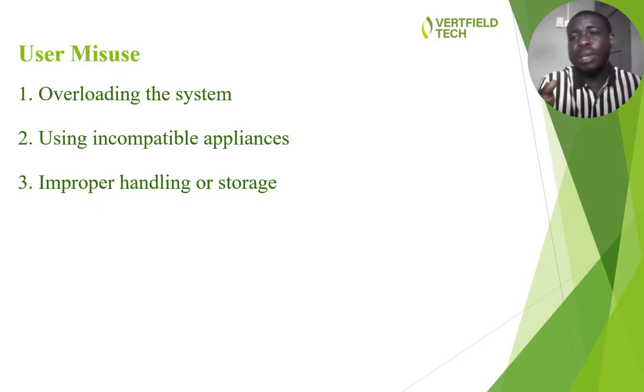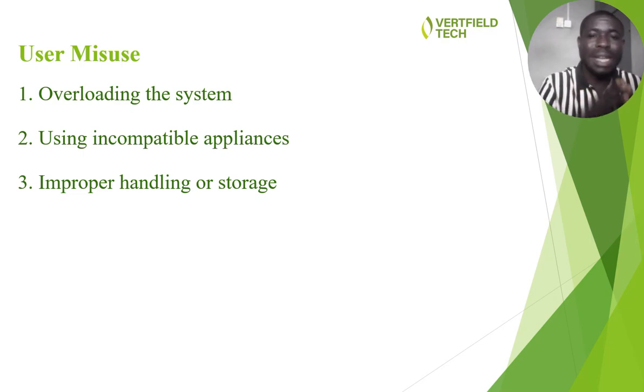Incompatible appliances simply means that there are certain appliances that they are not supposed to power up. If it is a very small solar generator, 200 watt or so, and you put your air conditioner of 1.5 horsepower, 2.5 horsepower or even 1 horsepower, that is way too big. It is incompatible. It can't take that kind of load. Please don't kill that solar generator.